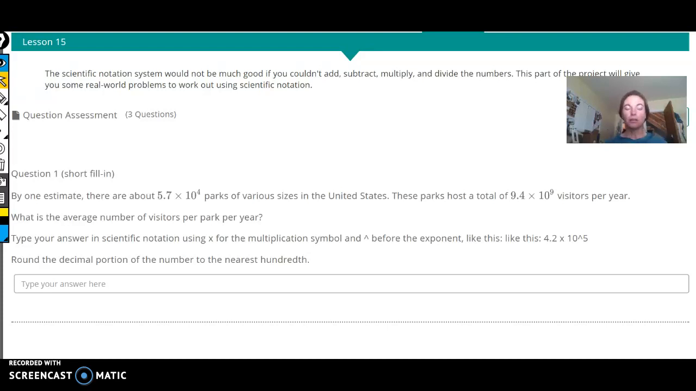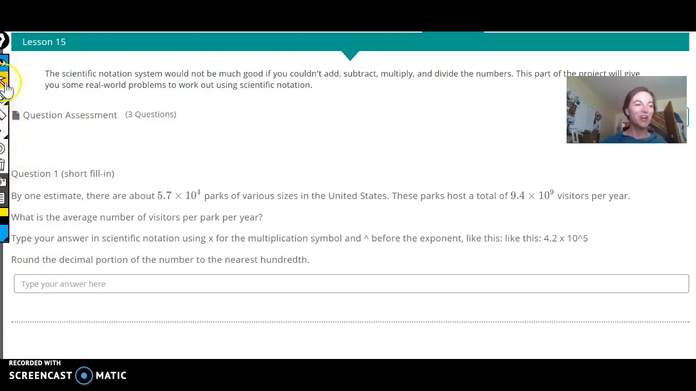By one estimate, there are about 5.7 times 10 to the 4th parks of various sizes in the United States. These parks host a total of 9.4 times 10 to the 9th visitors per year. What is the average number of visitors per park per year? Type your answer in scientific notation.